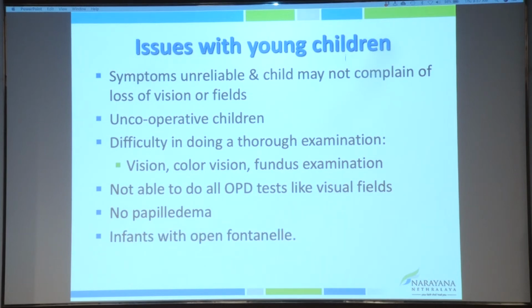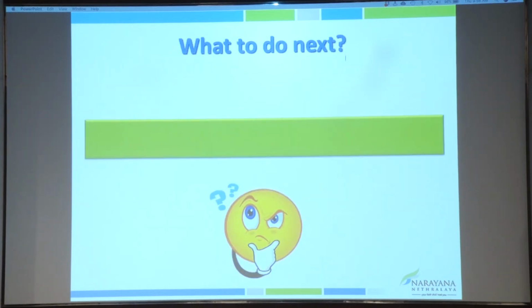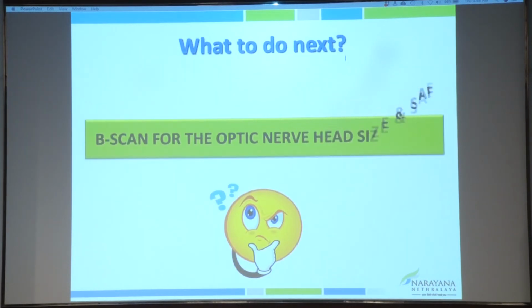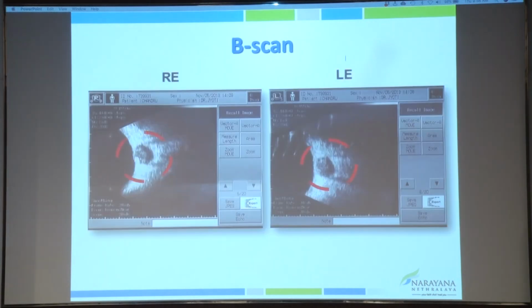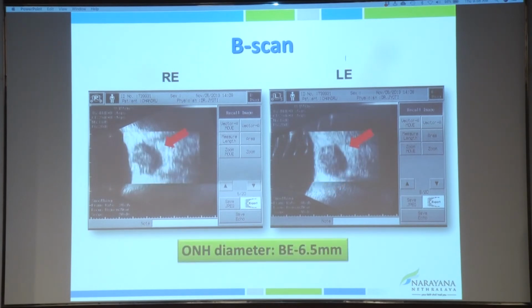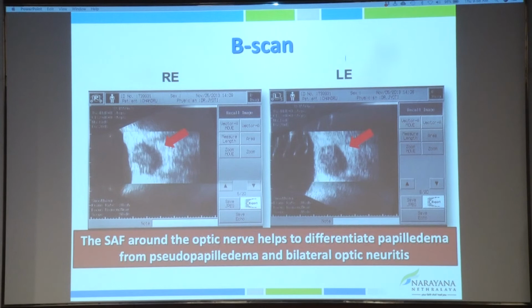So how do you confirm that your disc edema has anything to do with it, or what the diagnosis is? For that, what I recommend is a B scan for optic nerve head size in the subarachnoid fluid space, SAF, where if you do a B scan of the cross section of the nerve, what you will see is this crescentic black hypoechoic crescent, which is classically with a diameter of more than 4. So here it's 6.5, indicating that this patient has papilledema. In fact, it is this SAF around the nerve that helps you differentiate it from pseudopapilledema and bilateral optic neuritis.